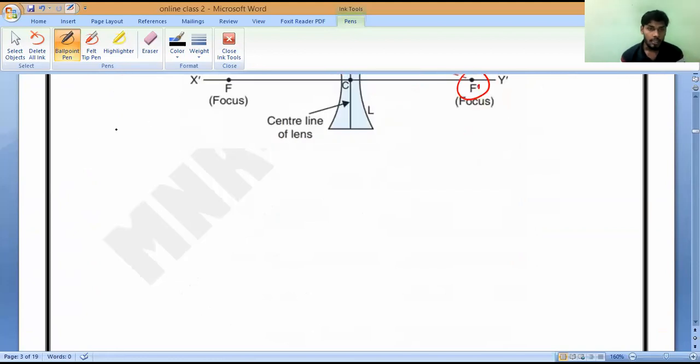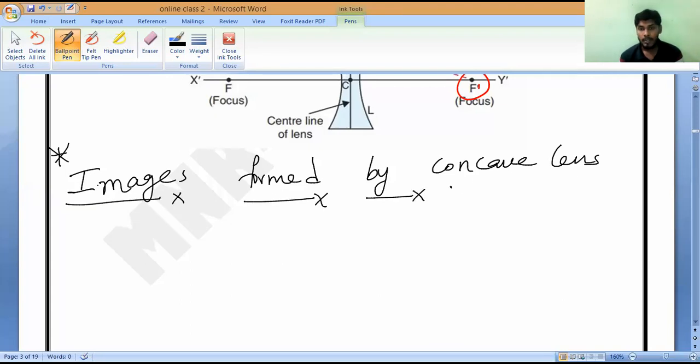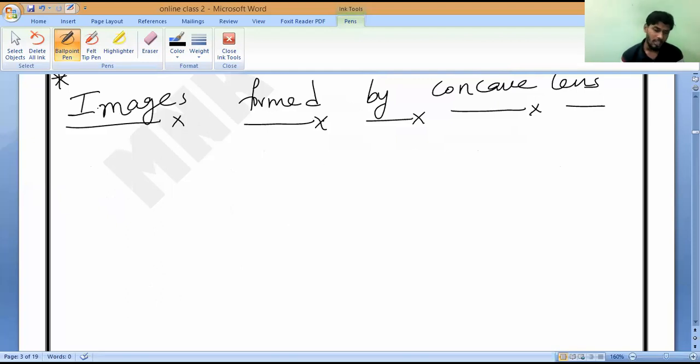You can give the heading: Images formed by concave lens. You can write it. Actually we have 2 cases: in front of the lens, between infinity and optical center, and at infinity. Only 2 cases we have. According to me, it is only a single case.